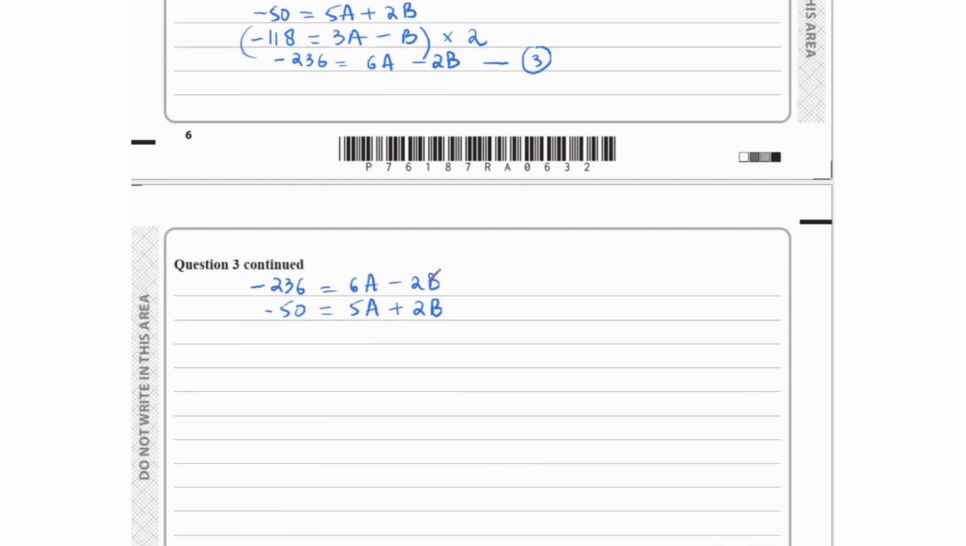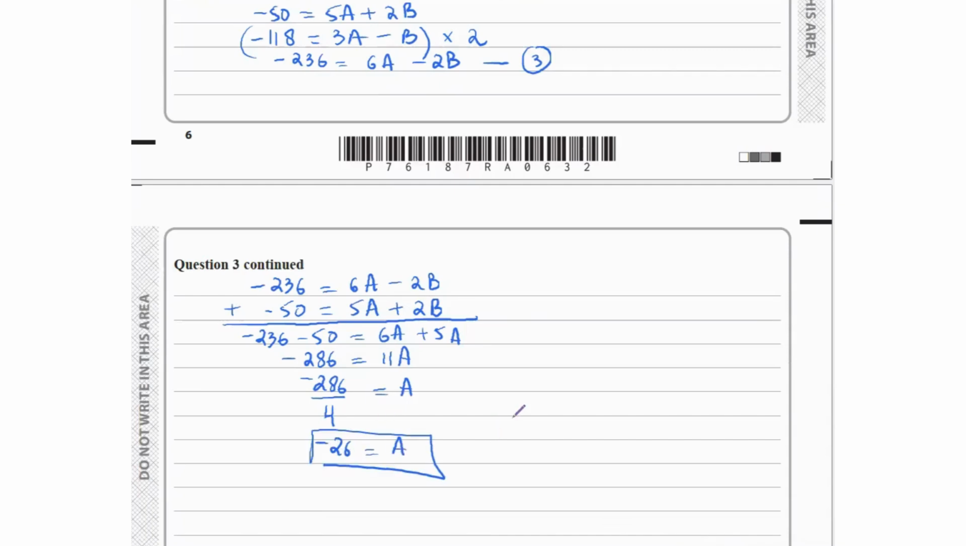Since 2b has opposite signs in both the equations, we're going to add the equations to eliminate it. Negative 236 minus 50 equals 6a plus 5a. That's going to be negative 286 equals 11a. Negative 286 divided by 11 is negative 26. That's your value of a.